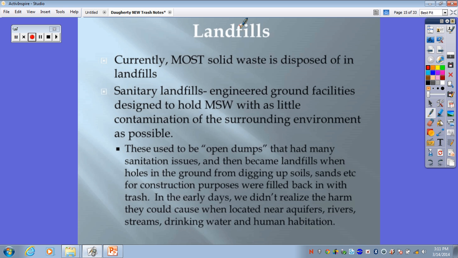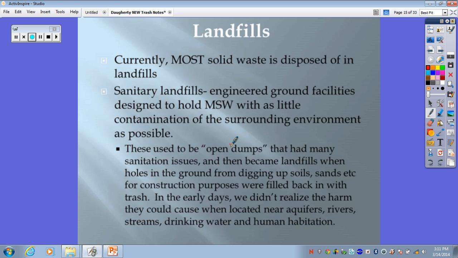Okay, so now let's talk about landfills. So it says currently most solid waste is disposed of in landfills, and what we now use is what we call a sanitary landfill, and it says this is an engineered ground facility designed to hold municipal solid waste with as little contamination of the surrounding environment as possible.